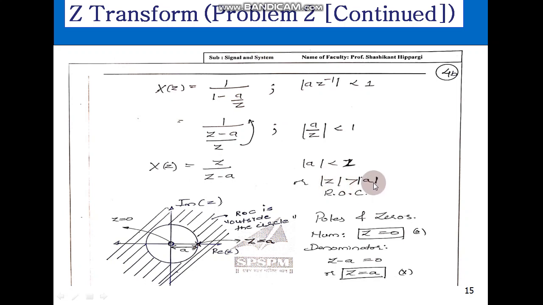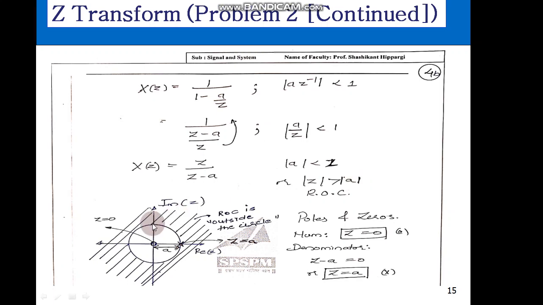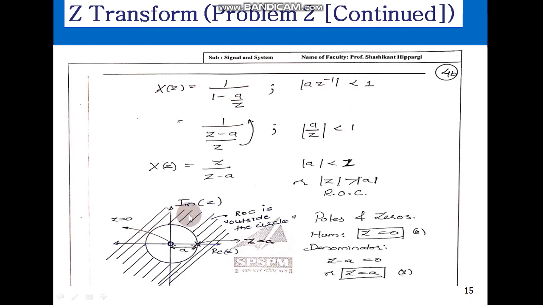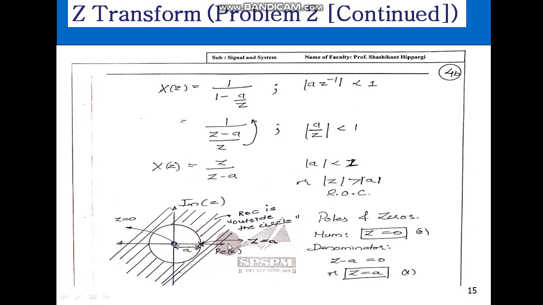So now the ROC exists for magnitude of z greater than magnitude of a, which means we should take a circle of radius a, and ROC exists for z greater than a. Greater than a means outside the circle, because these are all the values which are greater than a. For example, this value is greater than a, this value is greater than a. So all these values are with magnitude greater than a, and the ROC exists in this region.